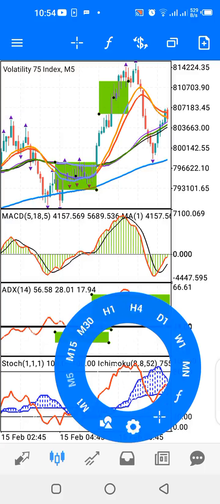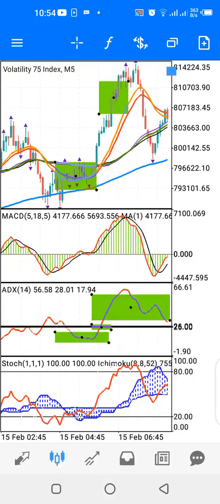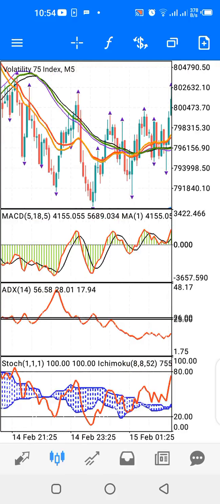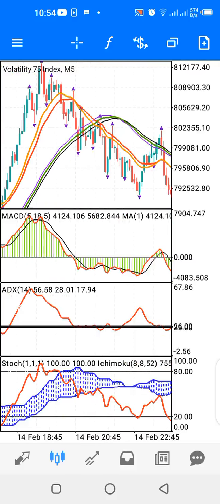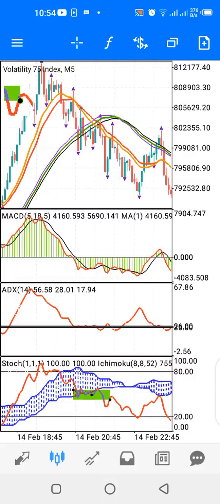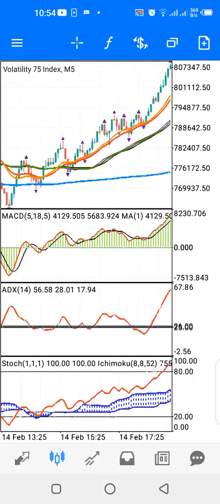Then on indicator window 3, as the red line crosses above the Ichimoku, you have your buy. If it crosses below, you have your sell. Like you have a cross below here, you have your sell. You have your cross above here, you have your buy. So that's that for the strategy.